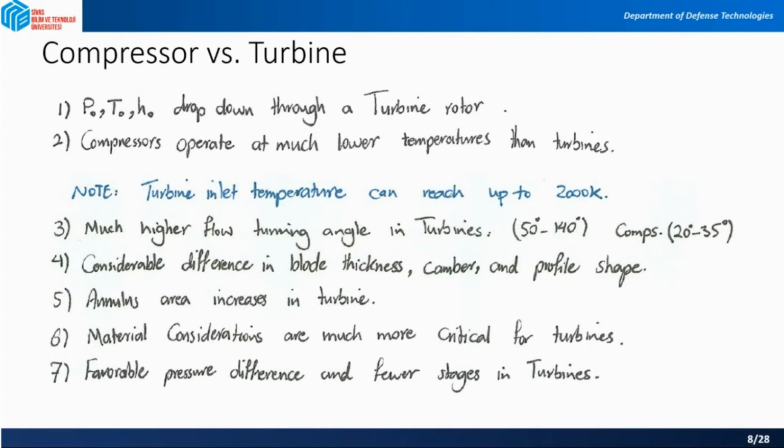We also have considerable difference in blade thickness, camber, and the profile shape between turbines and compressors. The annulus area increases in turbines, while in the compressors it is decreasing. The material considerations are much more critical for turbines because we have a very high rotating RPM with very high temperature in turbines. And also we have the favorable pressure difference and fewer stages in turbines as well.